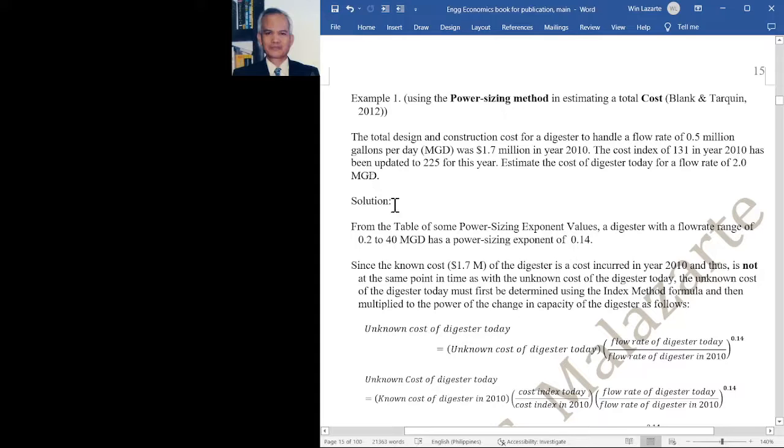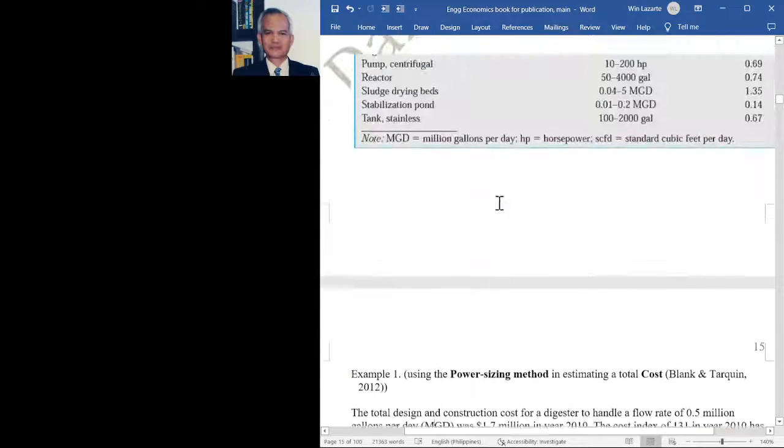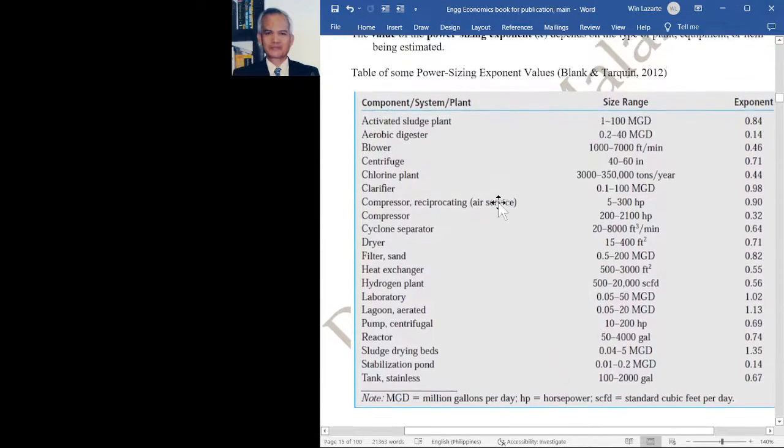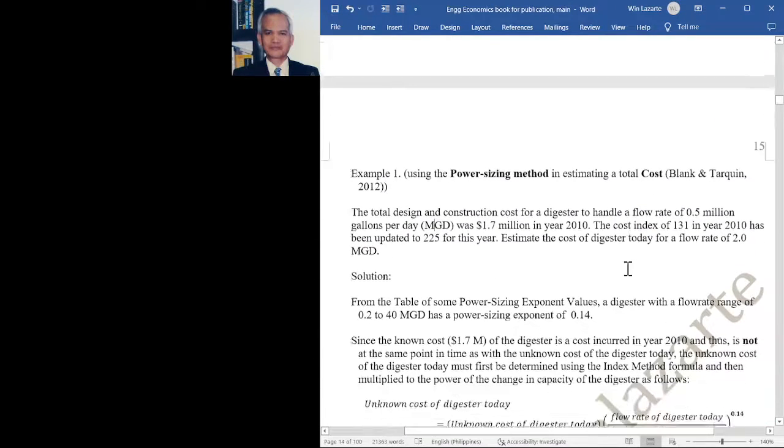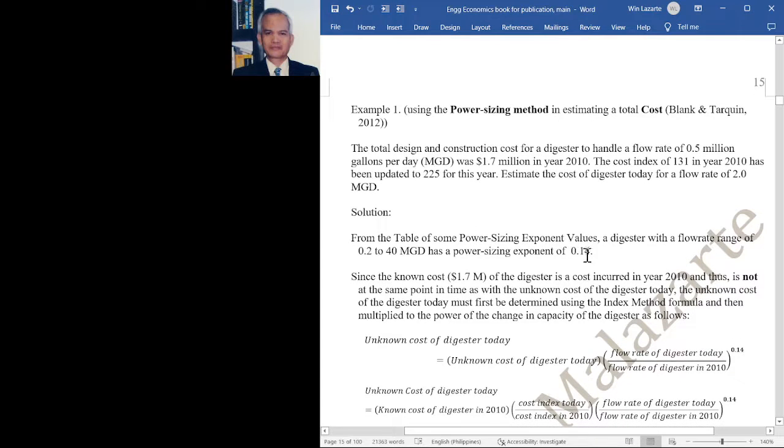Solution. This is a digester, no? We have to find the total design cost of a digester. Now, from the table of some power sizing exponent values here, you can see that a digester of this size range, 0.2 to 40 MGD, has a power sizing exponent of 0.14.